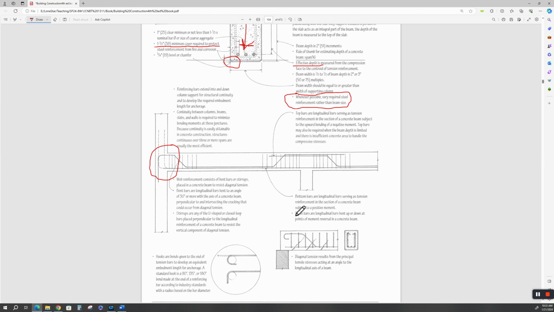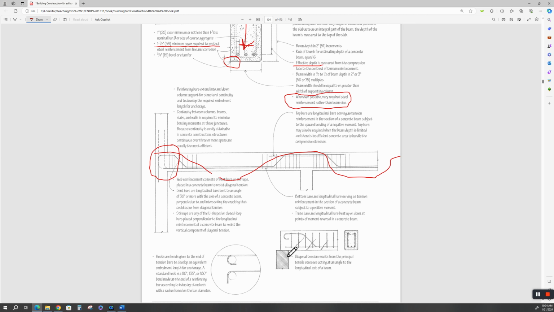All right. Let's see here. Bottom bars are longitudinal bars. Most of your heavy reinforcement in a beam like this, because remember, in the other chapter, the beam's going to do this. All right. What are we saying here? Diagonal tension results from the principal tensile stresses acting at an angle to the longitudinal axis of the beam. Now, I know that just tickles you to no end. I don't know why Ching put that in there, but it doesn't matter.